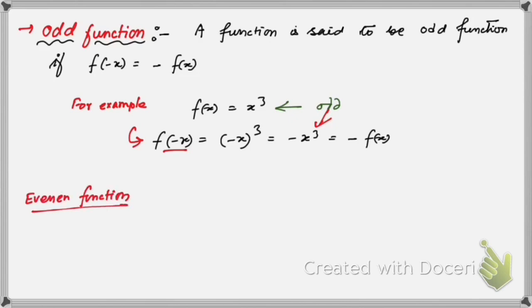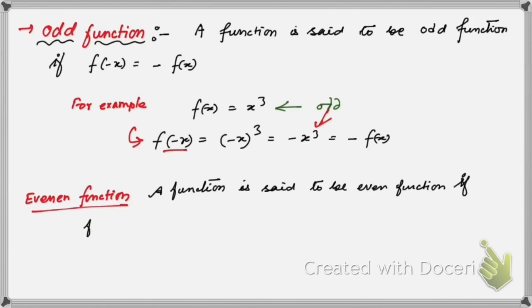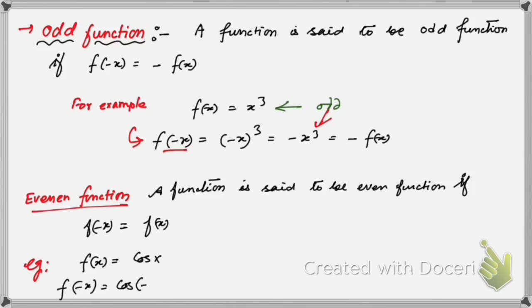Similarly, let me write the even function. A function is said to be an even function if f of minus x is equal to f of x. For example, suppose f of x is equal to cos x. So f of minus x is cos of minus x. Cos of minus x will be again cos of x. I think you know these things, right?